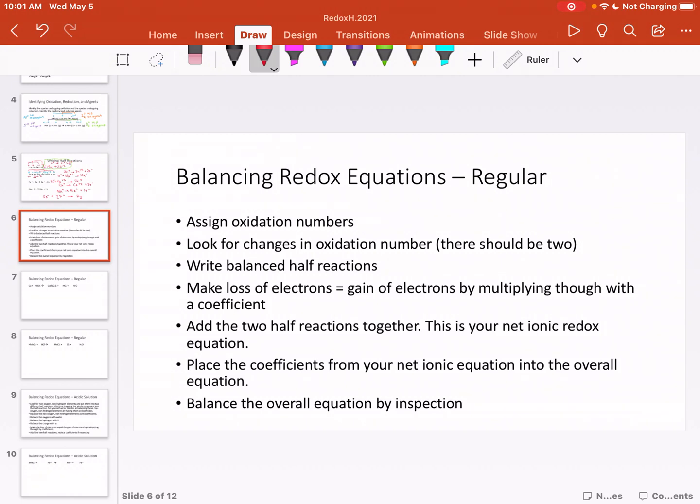Welcome to Oxidation Reduction Lecture B. Today we're going to focus on balancing regular oxidation reduction reactions, also known as redox reactions.